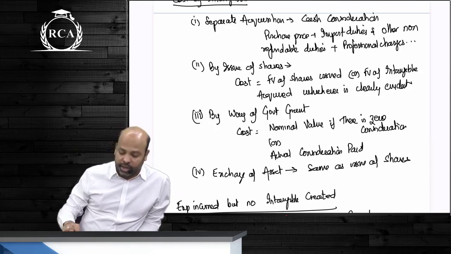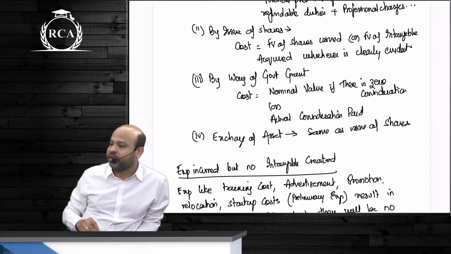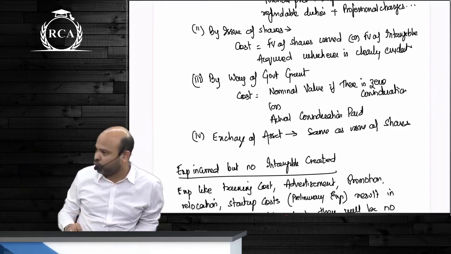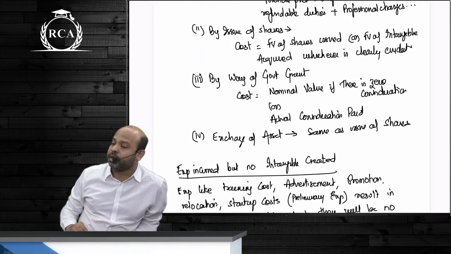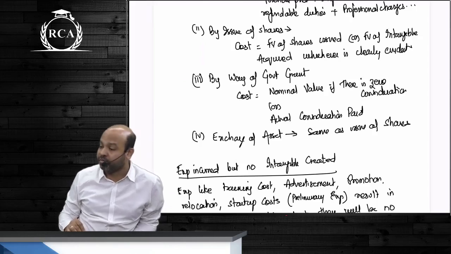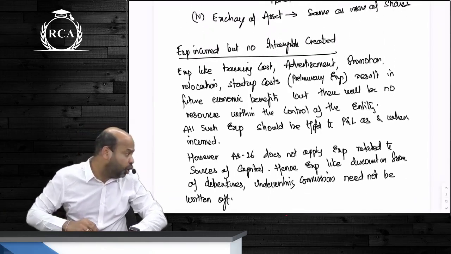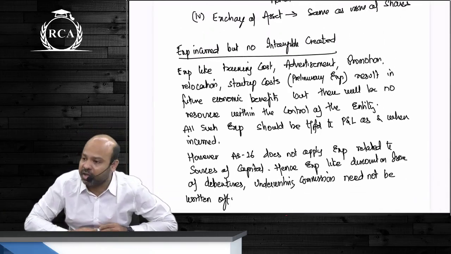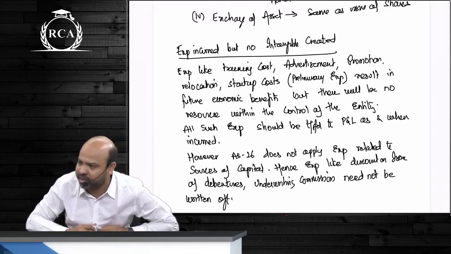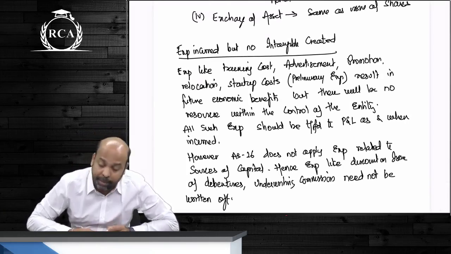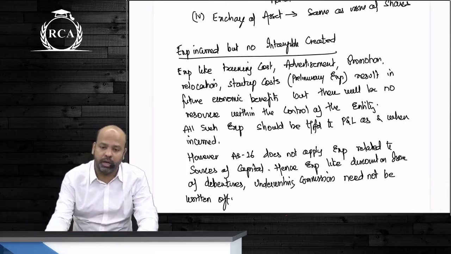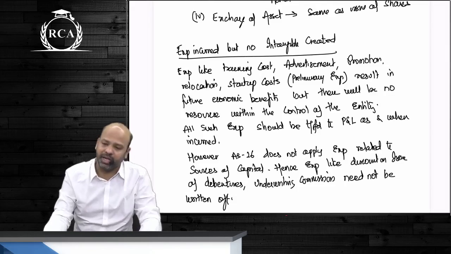If you are acquiring an intangible by exchanging an asset as such, guys, it is similar to issue of shares. If it is by way of government grant, if it is free of cost, nominal value, if it is at a concessional rate, actual cost. If at all you are incurring expenditure that does not result in any creation of an intangible asset as such, guys, you should not capitalize that expenditure. You should be transferring that to P&L account immediately.